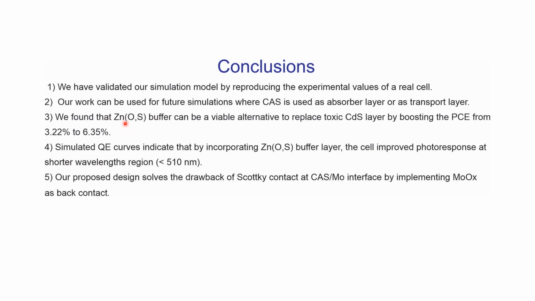And three, we found that zinc oxide with sulfur as buffer layer can be a viable alternative to replace the toxic cadmium sulfide layer by boosting the power conversion efficiency from 3.22% to 6.35%. And four, simulated quantum efficiency curves indicate that by incorporating this new buffer layer, the cell improves photoresponse in the short wavelength region. And five, our proposed design solves the drawback of Schottky contact at the copper antimony sulfide and molybdenum interface by implementing this new back contact, molybdenum oxide.